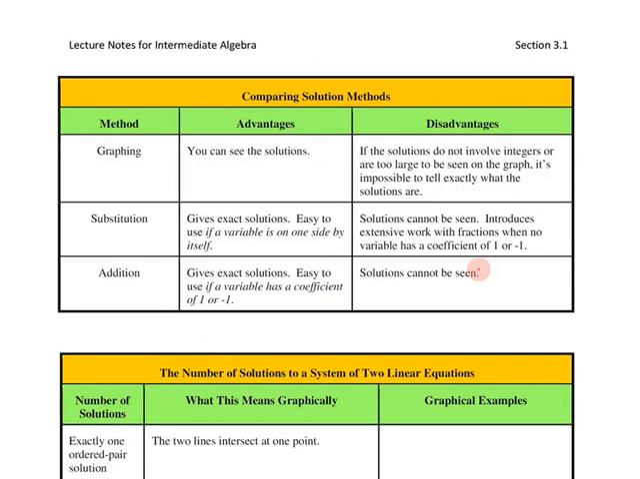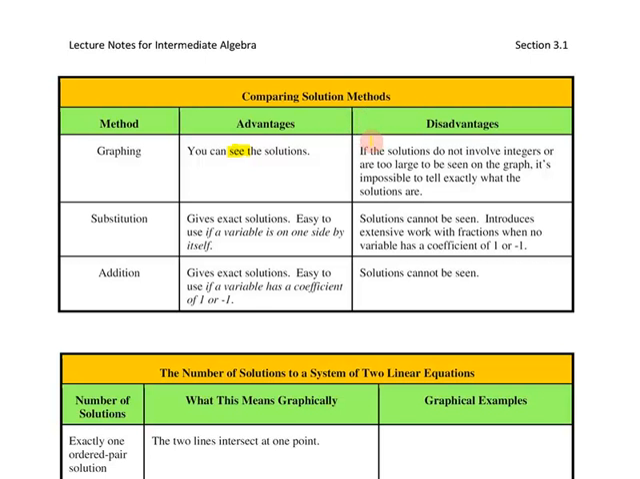Now let us summarize the methods that we've talked about for finding the solutions to a linear system. We've talked about graphing, substitution, and addition. Now there are, like I said, advantages and disadvantages to each one of these techniques. The advantage to graphing is that you can see the solution. You can actually visualize what's going on with those two equations and where they intersect.